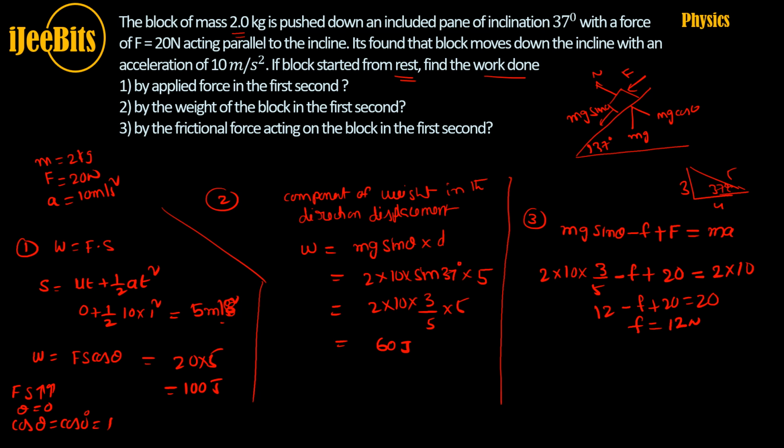So now work done would be F·s cos theta, or F·d cos theta, F dot d. So 12, what is d? You calculated the d initially, right? The d or s, whatever it is, that is 5, and cos theta would be minus 1 because the frictional force and displacement are in opposite directions, so theta would be 180 degrees. So the answer would be minus 60 joules.